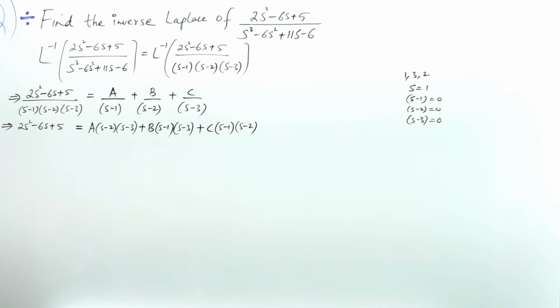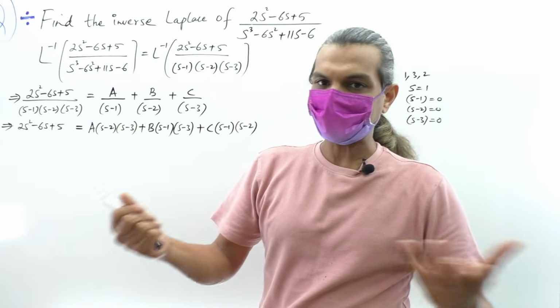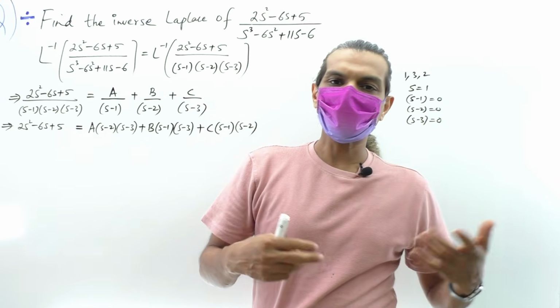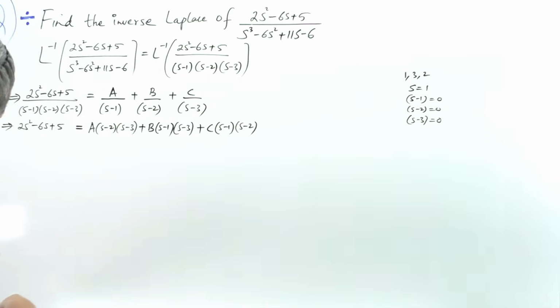Fine. Now what we'll do is, we'll find the value of A, B, C from this. How to find? See, making B and C 0, you can find A. Similarly, making A and B 0, you can find C, and so on. How? See, everything depends here on S minus 1, S minus 2, S minus 3.